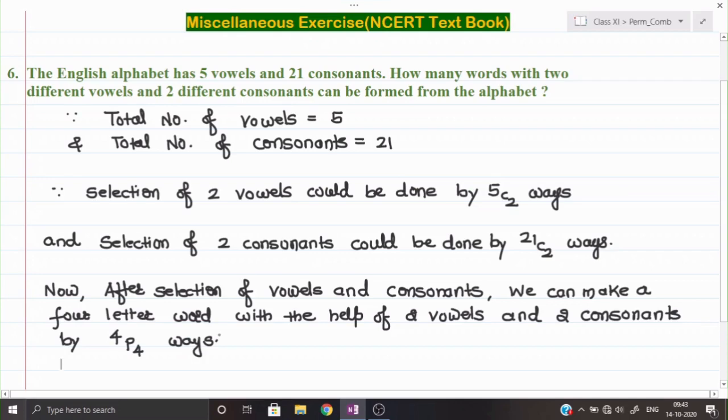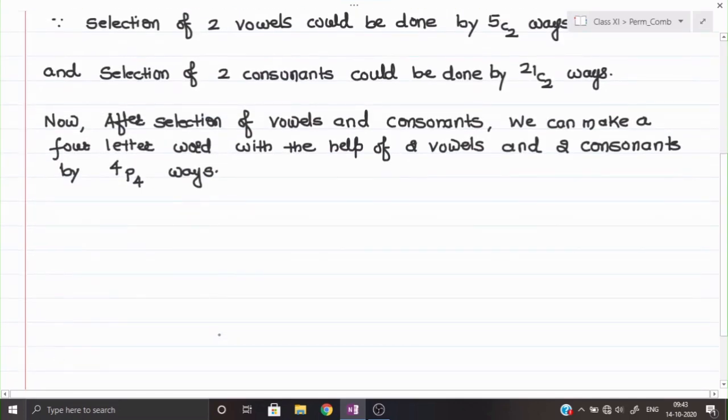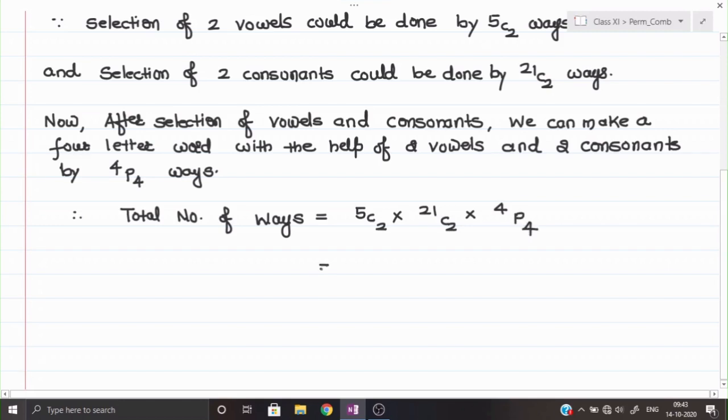Therefore, now we shall write down the total number of ways. Total number of ways is equal to, first of all will come the combinations 5C2, 21C2, and then it will come 4P4 ways. This completes the whole process. Now let us simplify. 5C2 will be equal to 5 into 4 upon 2. Similarly, 21C2 will be equal to 21 into 20 upon 2, and 4P4.